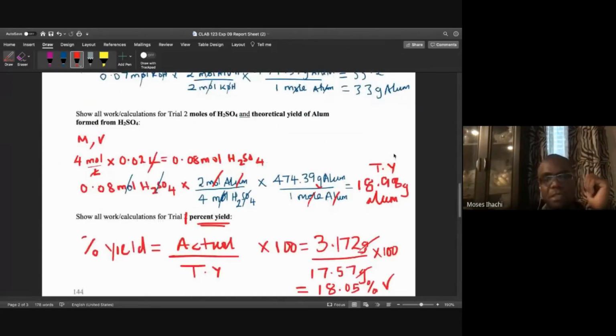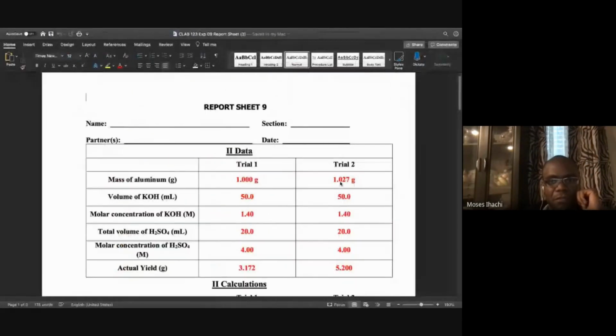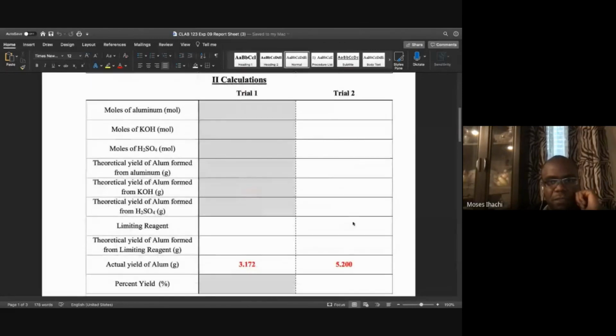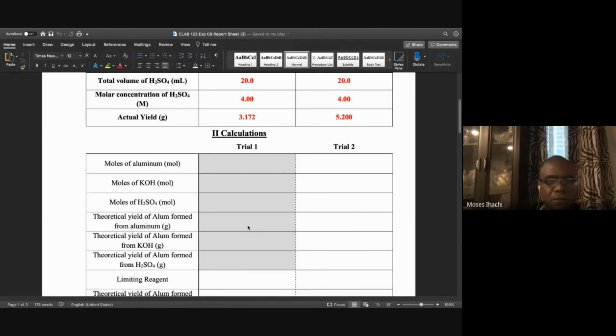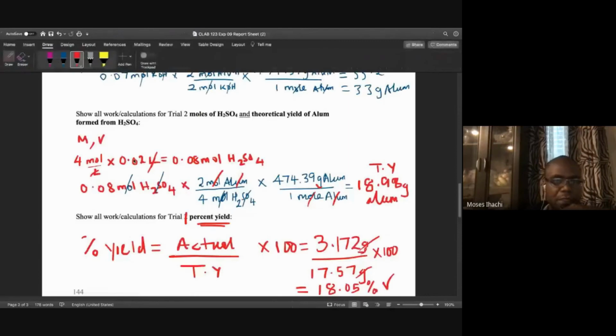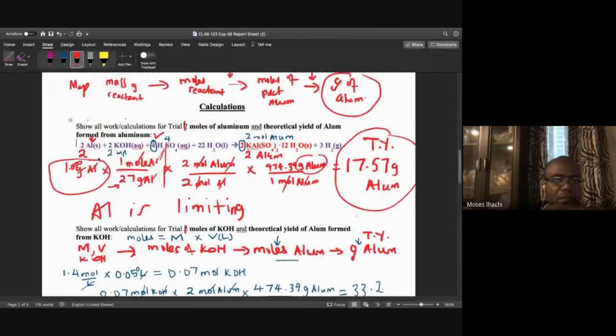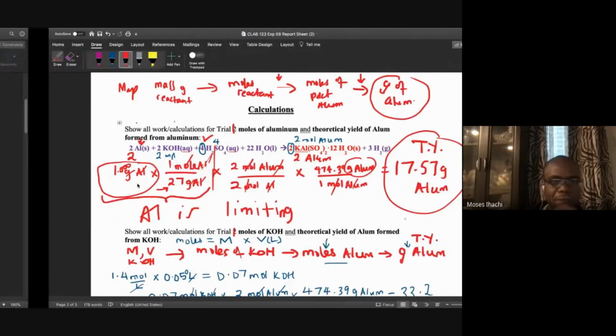So that will be the process that you'll do to do the math for trial 2. You're given the numbers, fill up this chart. I've done all this. You can find your moles going down the table. Remember, to find the moles of aluminum, it's just simply this part right here. That will give you the moles of aluminum. Okay? Mass divided by the atomic mass. Given mass divided by atomic mass.